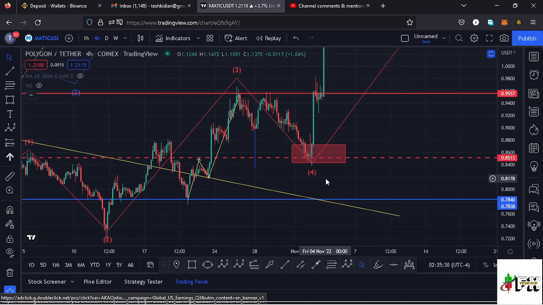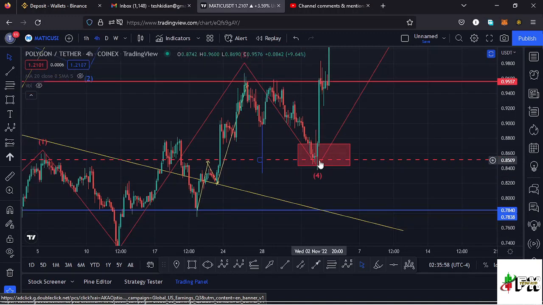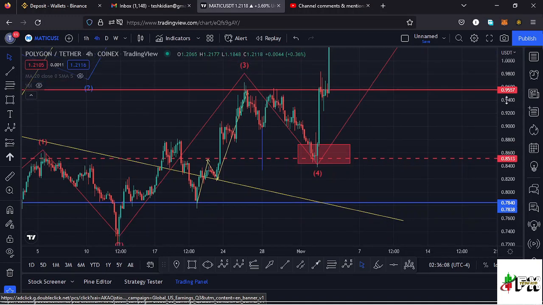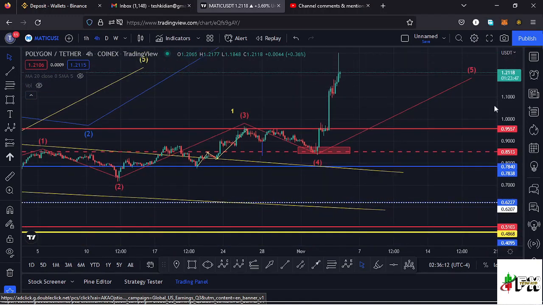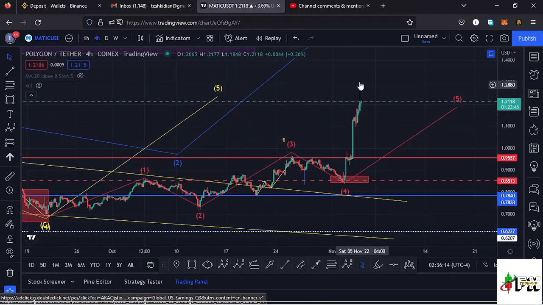But you can see here we retraced into that invalidation point, and in that movement we made some wicks into that invalidation point, but that did not fully invalidate my Elliott wave structure, because you can see after that we saw a very nice bounce to the upper side in the formation of a wave 5, which has been so impulsive and has made its peak at around the $1.3 mark.